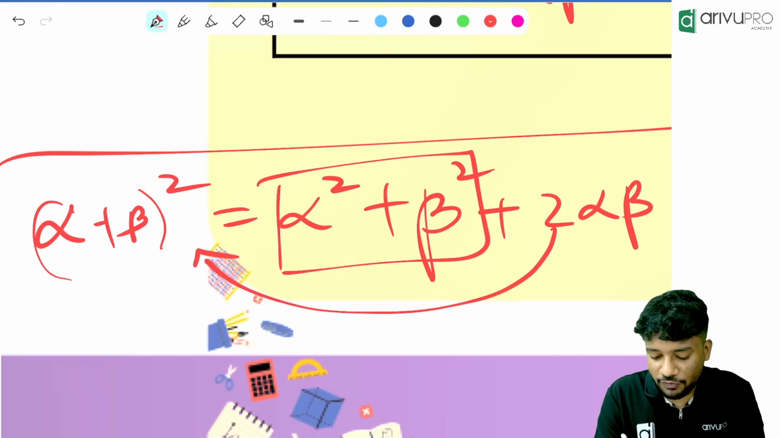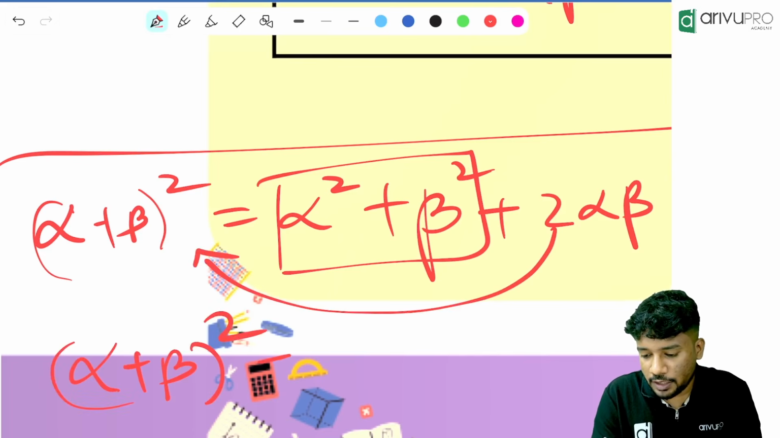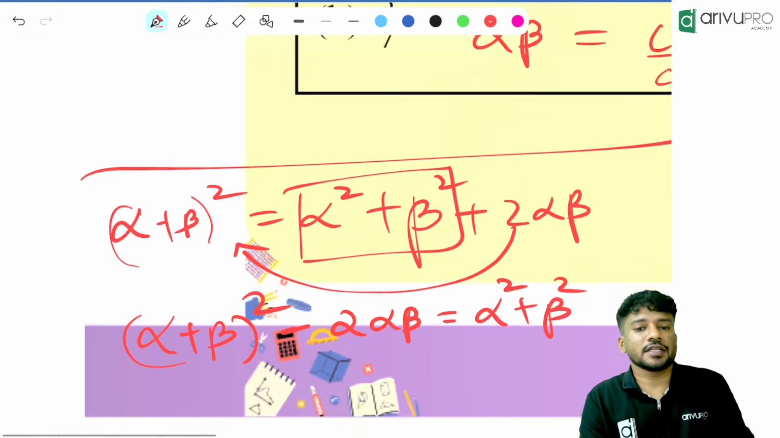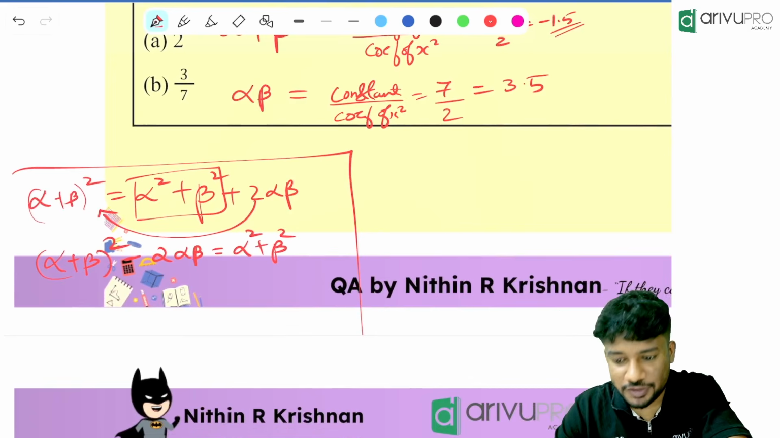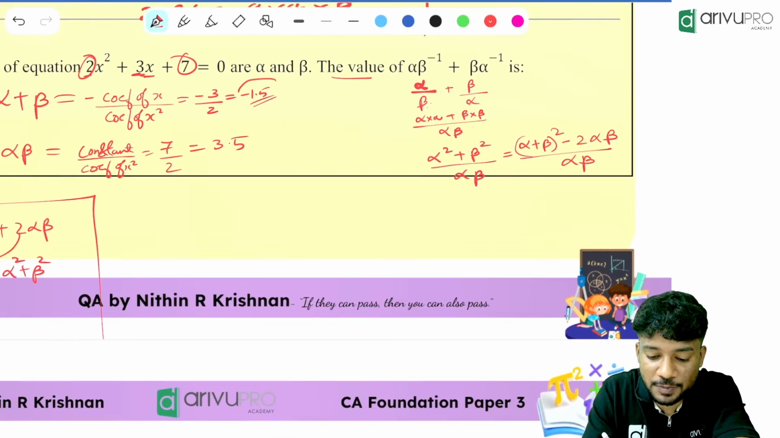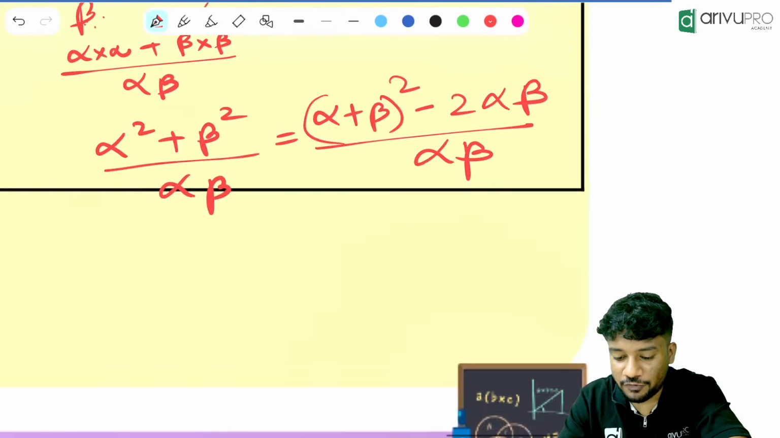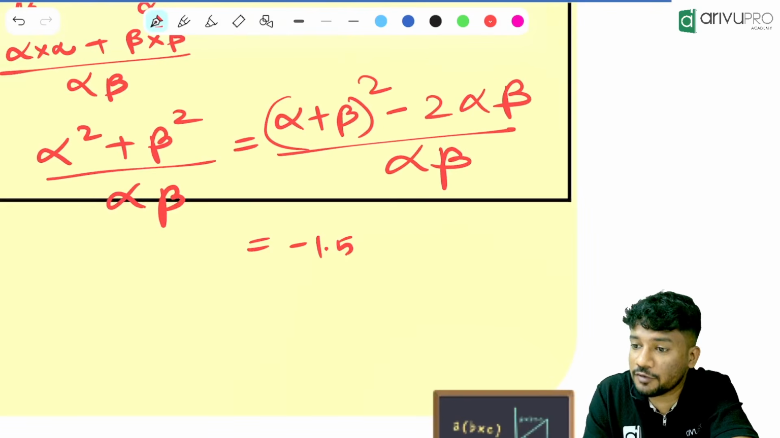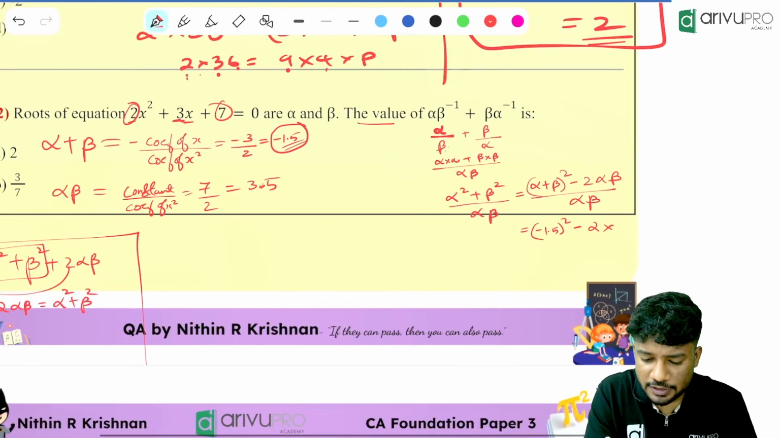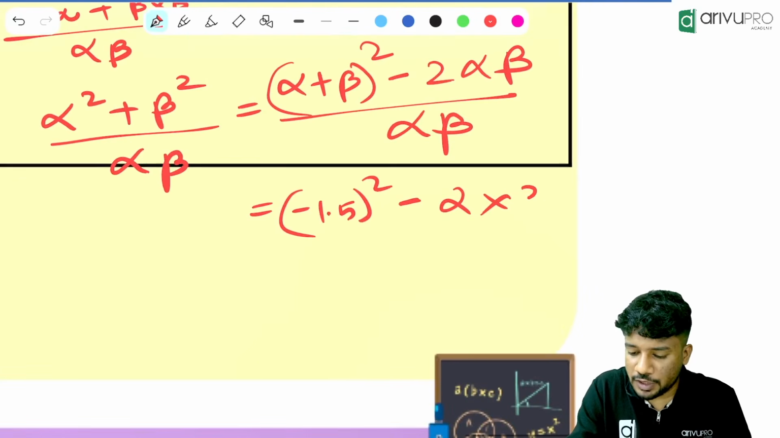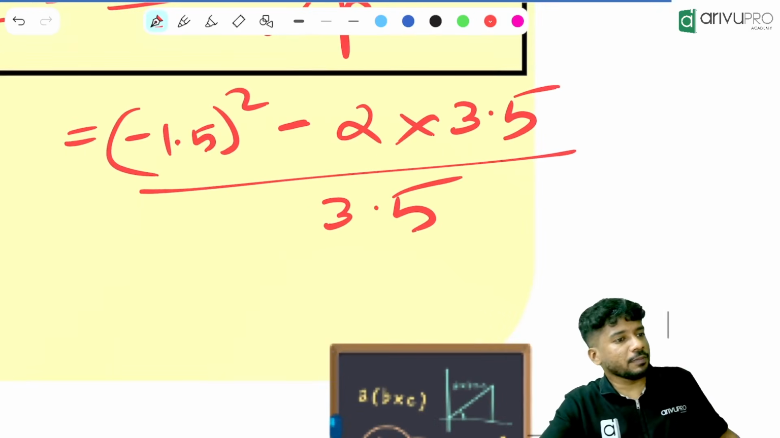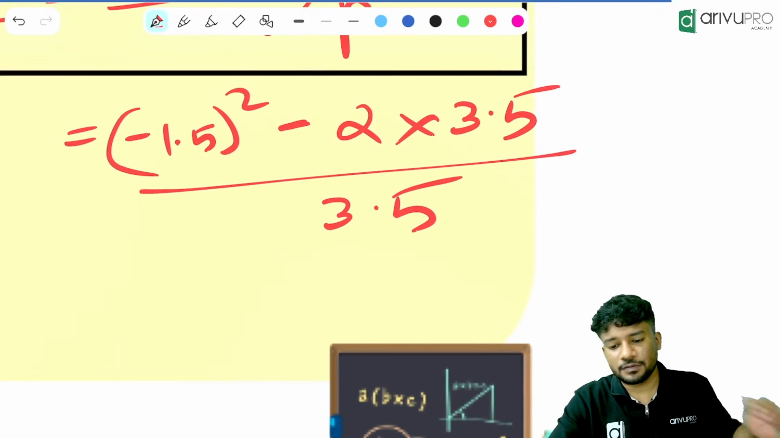That means alpha plus beta the whole square minus 2 alpha beta is nothing but alpha square plus beta square. I hope that everyone understood that. Now, do you have the value of alpha plus beta? Alpha plus beta is how much, people? Minus 1.5. Substitute over here. Minus 1.5 the whole square minus 2 into alpha beta. Product is how much? 3.5. 2 into 3.5 divided by 3.5. Use your calculator. Use memory calculation. Get me the answer.